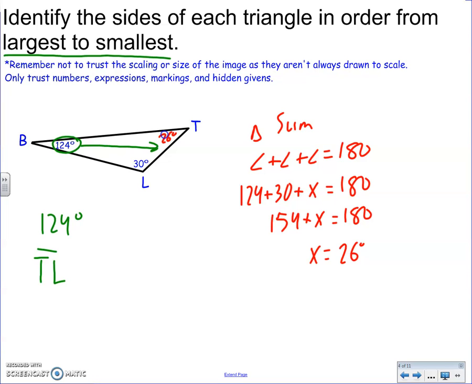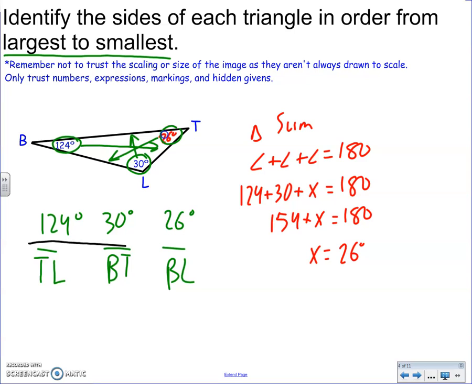Next, the middle angle is 30 degrees. It goes with the side across from it. 30 degrees is next. That is BT. And then last is the 26-degree angle we found. It goes across from it. That is 26 degrees. It goes with BL. Alright, so those are the three sides from largest to smallest.